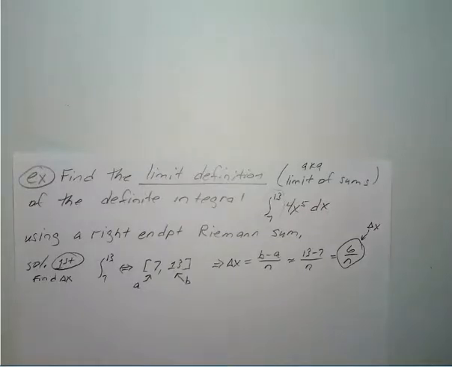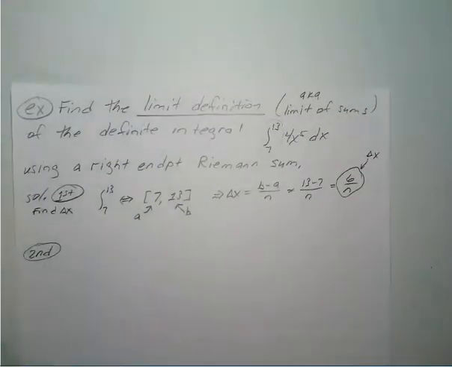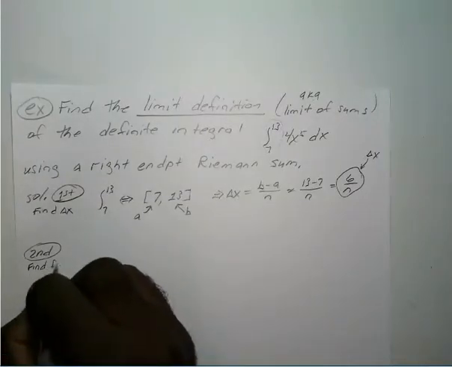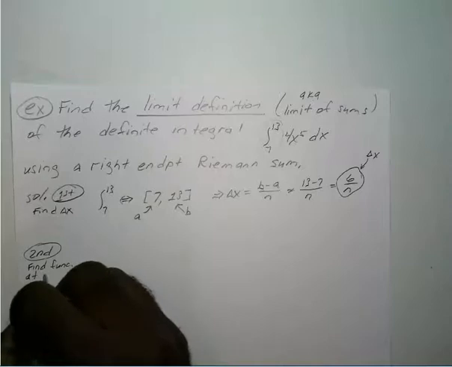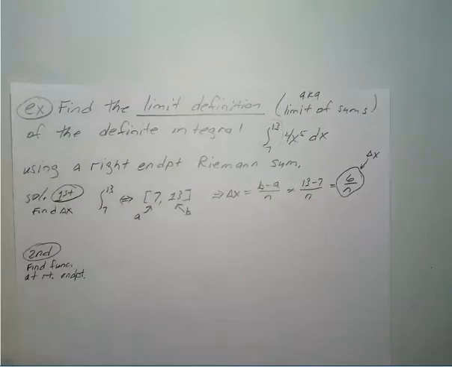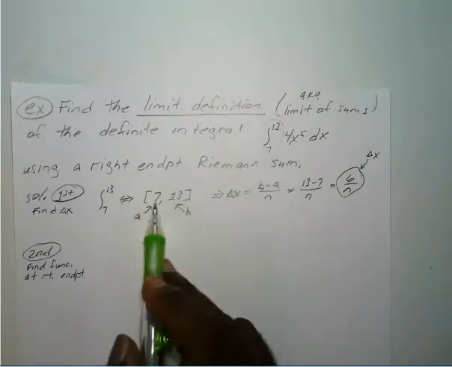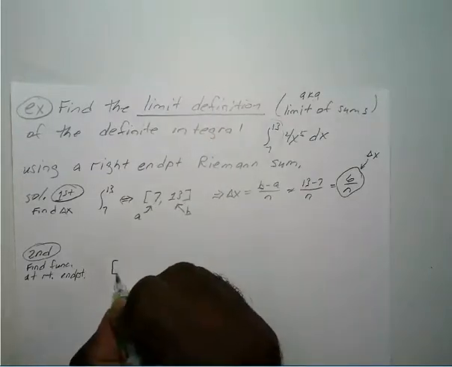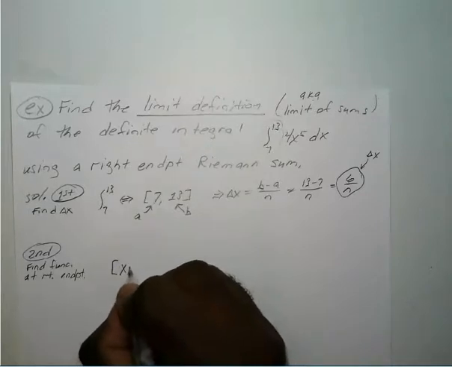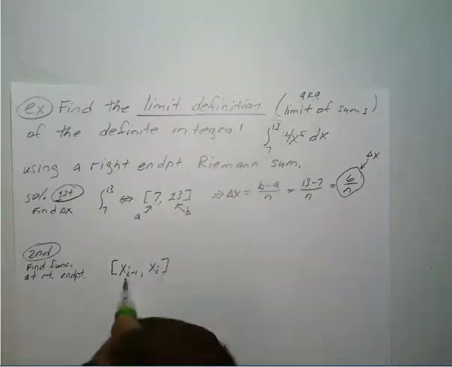Okay, so now we move on to our second step, where we find the function at our right endpoint. To do that, here we have our endpoints, our 7 and our 13. Those endpoints, we just have a general formula for: x sub i minus 1 and x sub i.